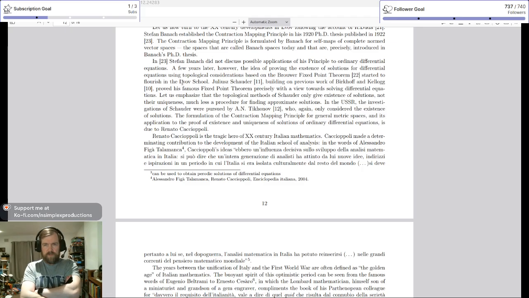A few years later, however, the idea of proving the existence of solutions for differential equations using topological considerations based on the Brouwer fixed point theorem started to flourish in the Lvov school. Julius Schauder, building on previous work of Birkhoff and Kellogg, proved his famous fixed point theorem precisely with a view towards solving differential equations. Let us emphasize that the topological methods of Schauder only give existence of solutions, not uniqueness, much less a procedure for finding approximate solutions. In the USSR, the investigations of Schauder were pursued by A.N. Tikhonov, who again only considered the existence.